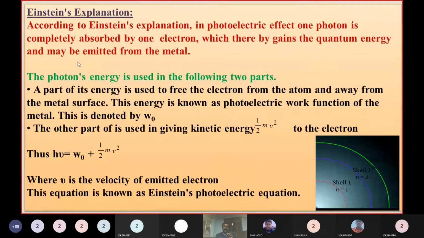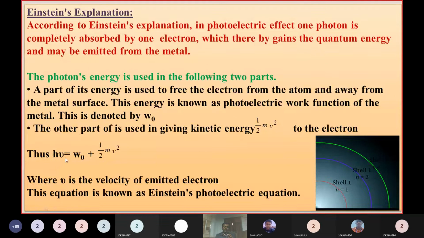That means the photon energy is divided into two parts. One part is used as the work function. So what is the other part? The other part is used to give kinetic energy to the electron. So the photon energy is divided into two parts: one part is used as the work function, another part is used as the kinetic energy of the electron.